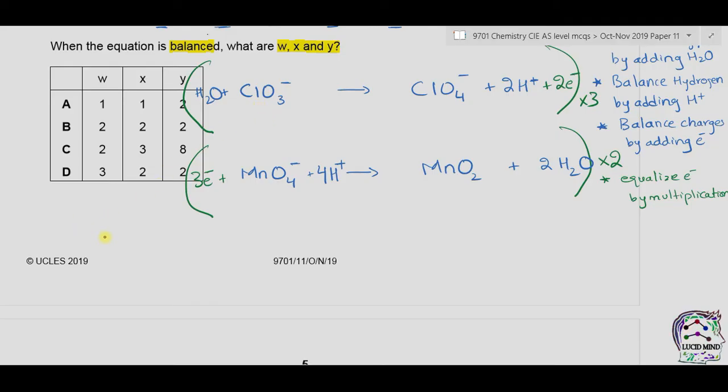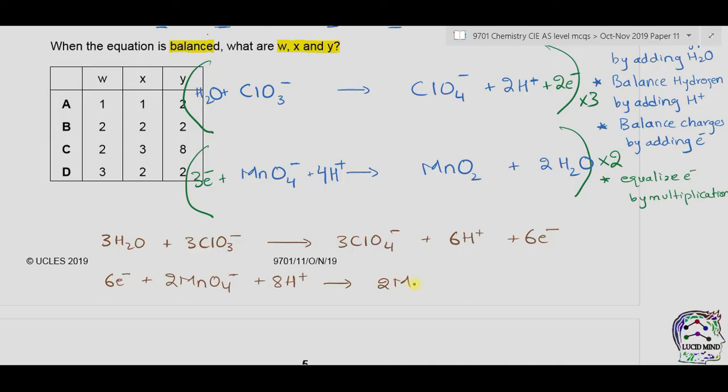Now the first equation will become like this. We have 3H2O, 3ClO3⁻, 3ClO4⁻, 6H+, and 6 electrons. The second equation will become 6 electrons, 2MnO4⁻, 8H+, 2MnO2, 4 water molecules. The last step is to add both equations.